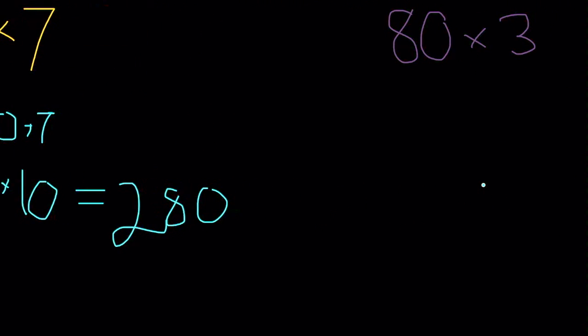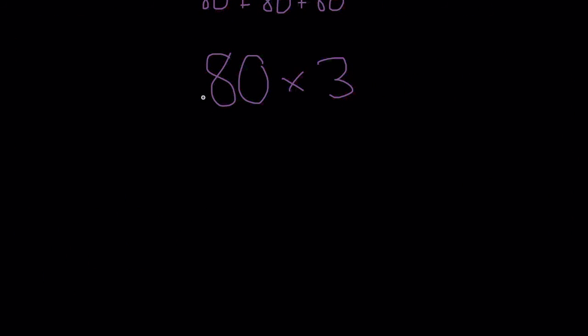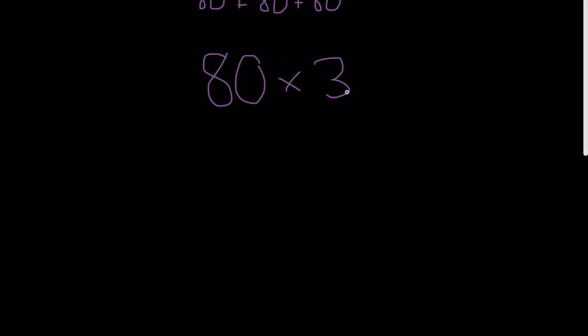Let's do a few more. So we have 80 times 3, which is also equal to 80 plus 80 plus 80, which is equal to 240.